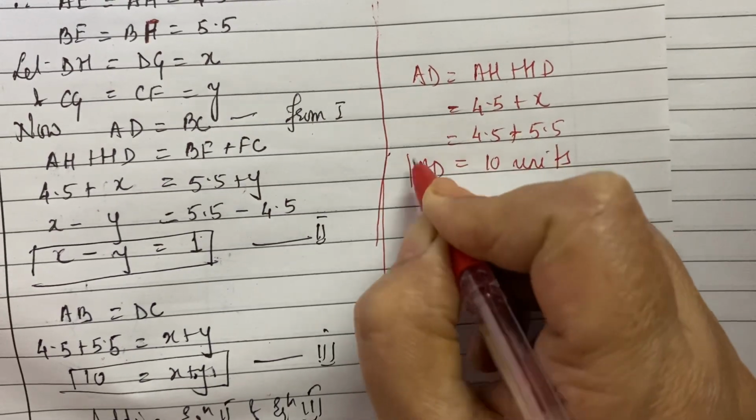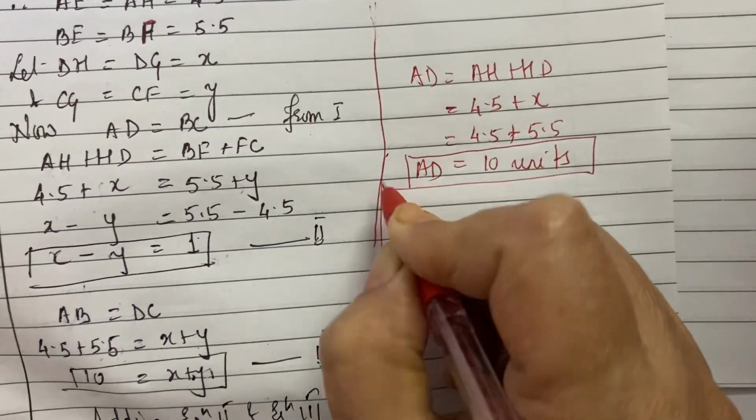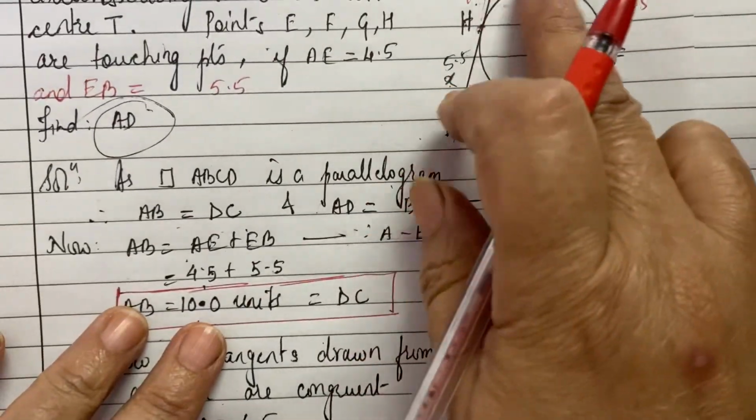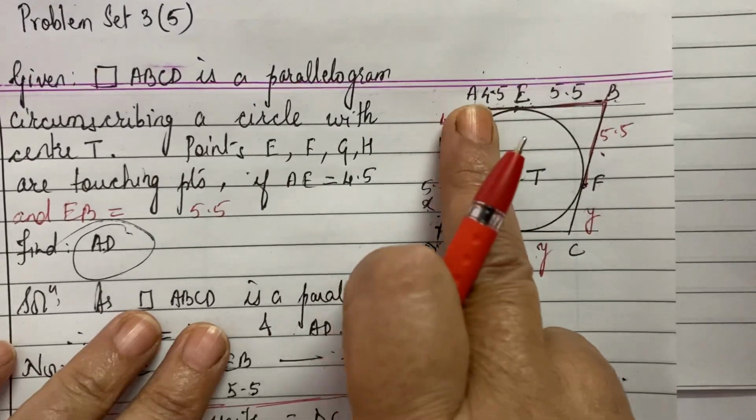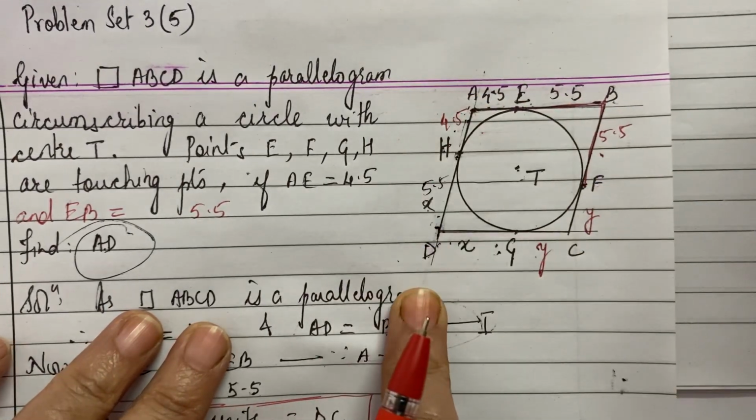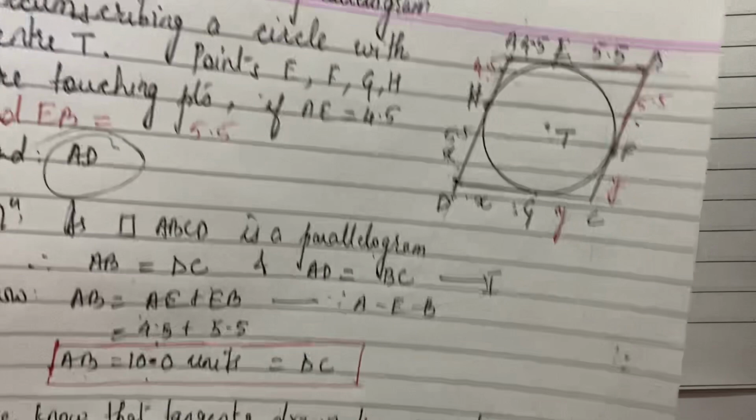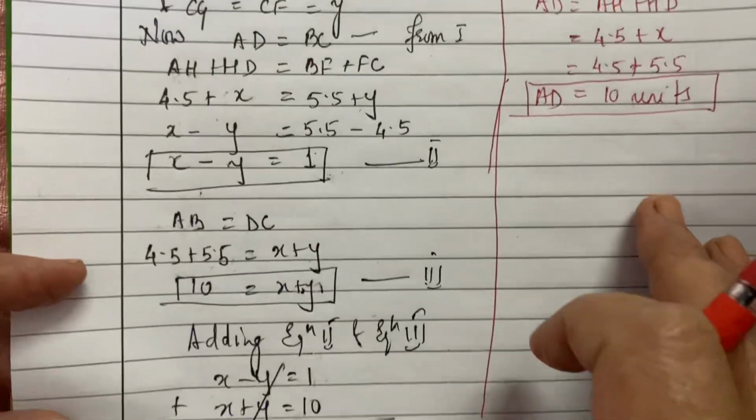Okay, so what do we conclude from here? That this parallelogram is having adjacent sides equal. AB is also 10, AD is also 10, so this parallelogram will become what? A rhombus. I hope you got this proof.